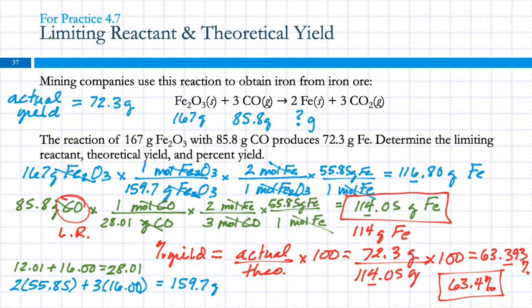I was asked to find 3 things. I get my limiting reactant, my theoretical yield, and this is my percent yield. You do sig figs on percentages also. This 100 is an example of an integer part of an equation, so that 100 is an exact number. So when I'm doing the sig figs for this calculation, I'm looking at how many significant figures in the 72.3, how many in the 114.05. And they both have 3, so my answer has 3. Any other questions?